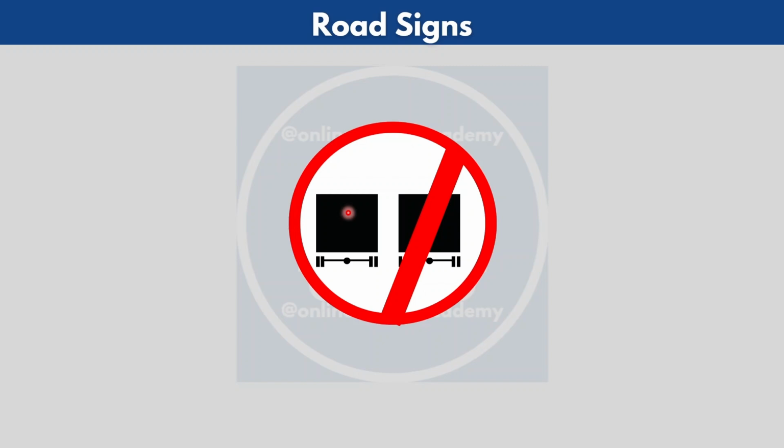Now, this is very specific. So let me tell you again what it means. It means that a goods vehicle may not overtake another goods vehicle for the next 500 meters.